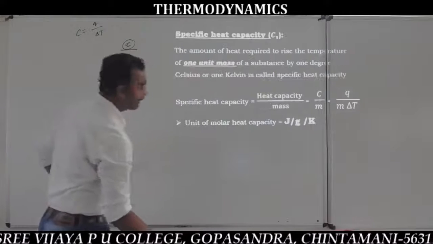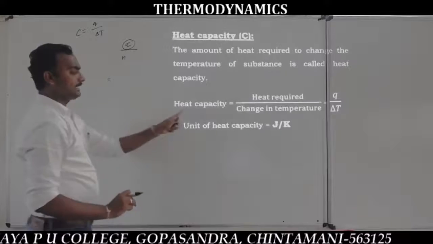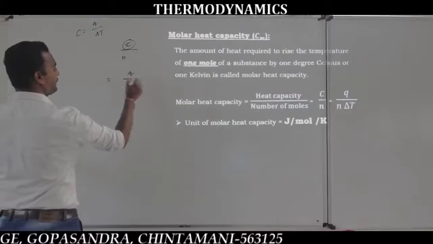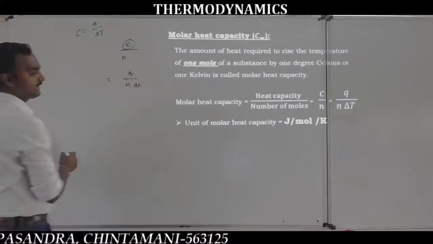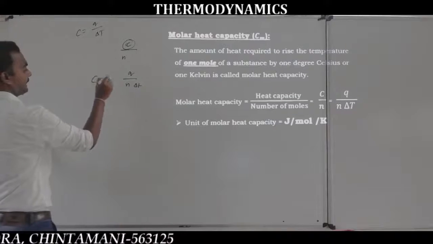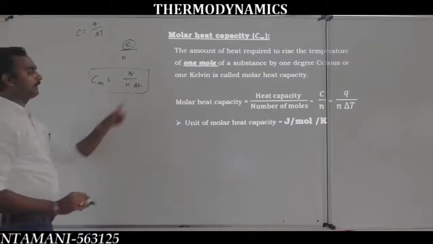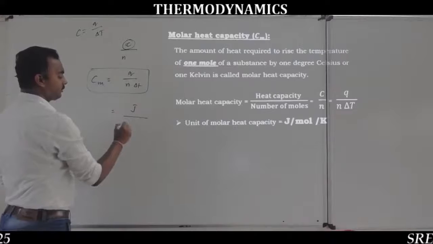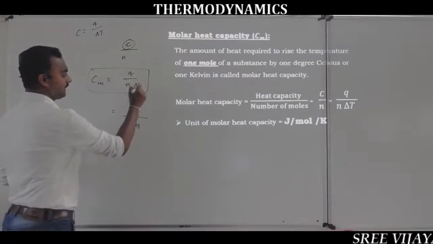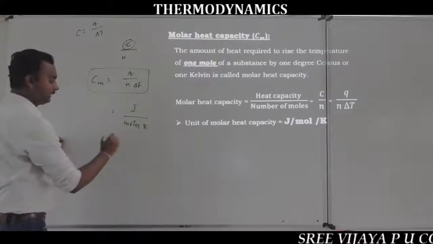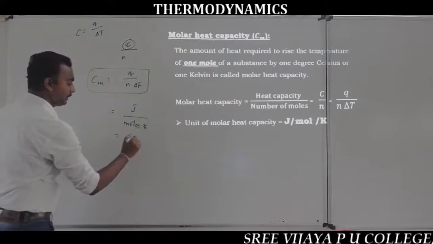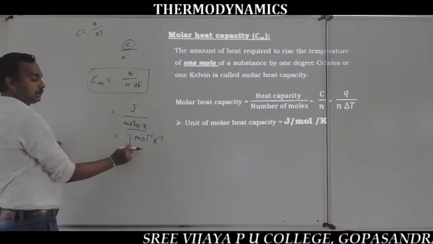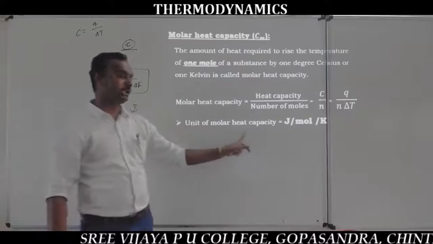In the previous slide, heat capacity is equal to Q divided by delta T. So therefore, substitute Q divided by n into delta T. That is molar heat capacity, indicated by Cm. Here Q is heat in joules, divided by the number of moles, and delta T is the temperature in Kelvin. That is equal to joule per mole per Kelvin. So joule per mole per Kelvin is the unit of molar heat capacity.